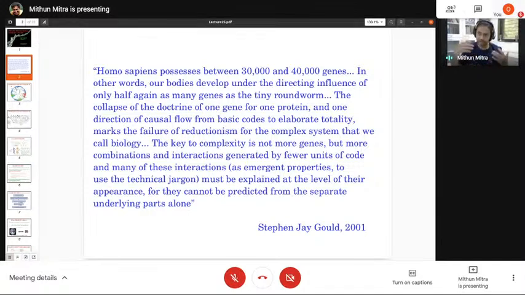However, we no longer think that, and as Gould says, the key to complexity is not only more genes, but more combinations and interactions. How do these genes interact with each other? How are they being expressed? How are they being repressed? It's not enough to understand each gene as an individual component, but you need to understand this whole system and the evolution of this whole system, including these interactions as a whole, in order to gain a holistic understanding. So it's something nice.